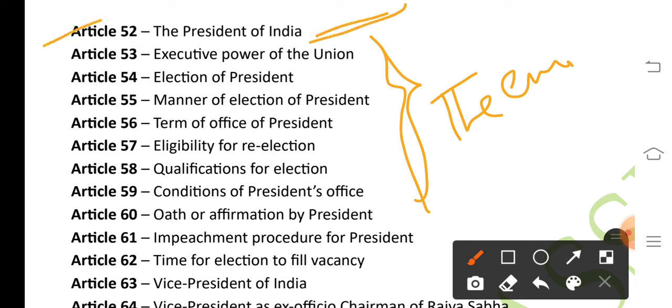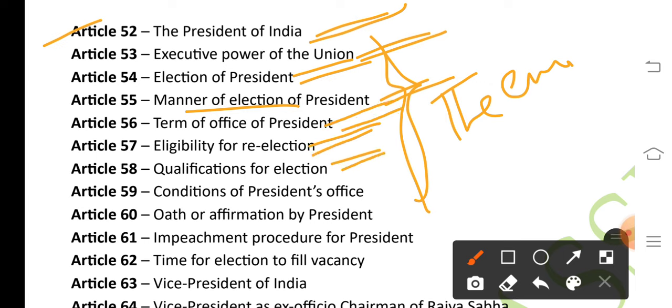53, his executive power of the union. 54, election of president. 55, the manner in which the president is to be elected. 56, the term of office of president. 57, eligibility for re-election. 58, qualifications for election. 59, conditions of president's office. 60, oath or affirmation by president.